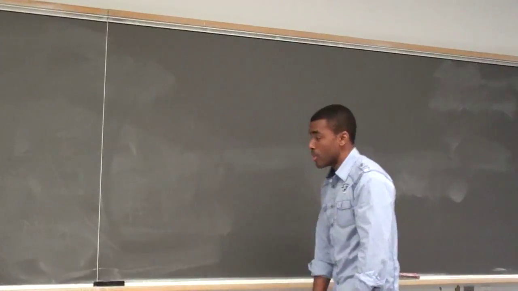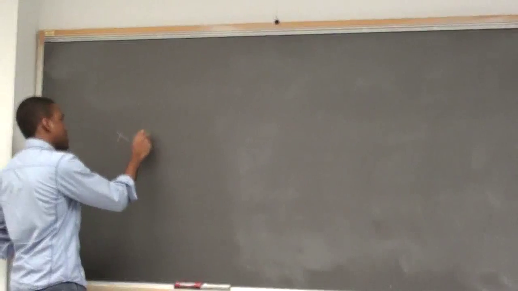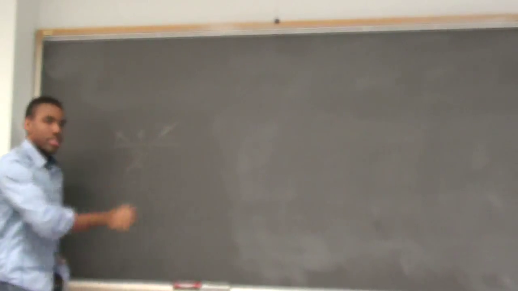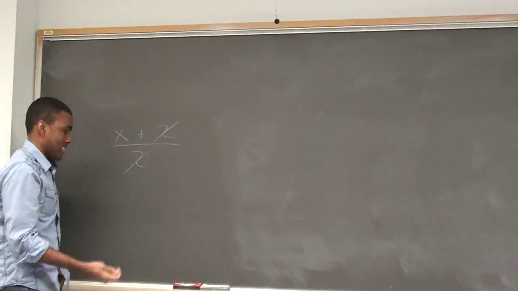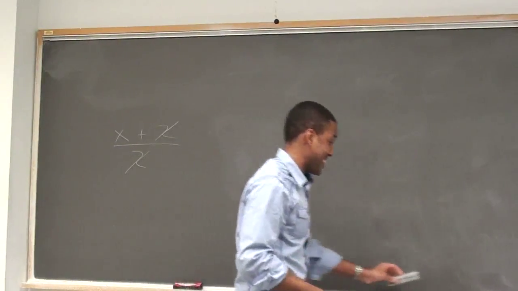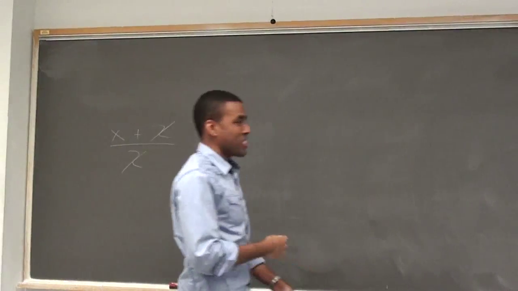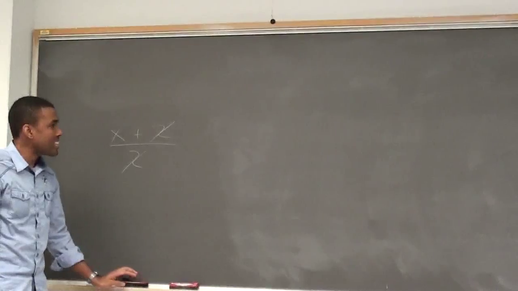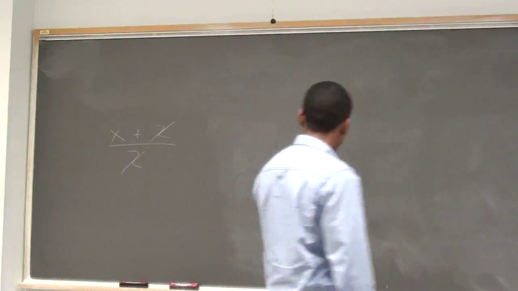What do I mean by these? So for example, you see something like x plus 2 divided by 2, you cannot do this. Okay? I have to say it, because students in 392 have actually done things like this before. I just want to make sure that you don't do anything. So you cannot cancel across sums.